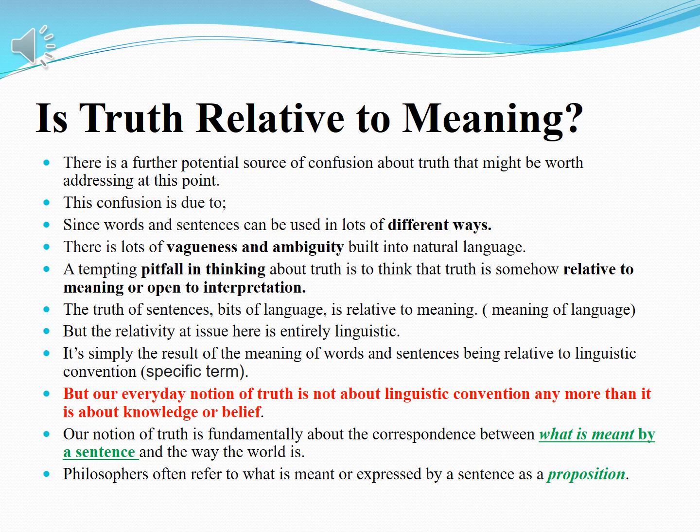So a tempting pitfall in thinking about truth is to think that truth is somehow relative to the meaning, or open to interpretation. So we cannot just interpret the sentence and the meaning of things. Basically, what you are saying, what is meant by what you wanted to say, is called truth or non-truth.